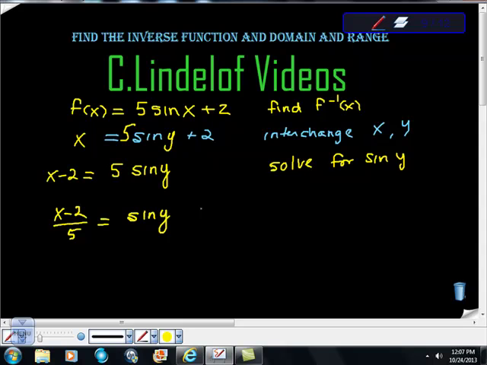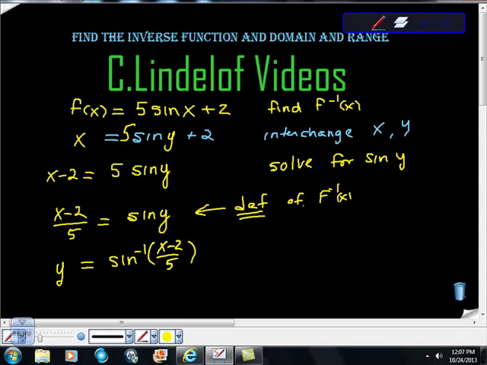Remember that y is the argument. It's not sine times y, so we can't do any division there. This is called the argument, and sine is the operator, so we're stuck with that. We can't do anything with this except use our definition, the definition of inverse sine, which allows us to make this statement that y is equal to the inverse sine of x minus 2 over 5.